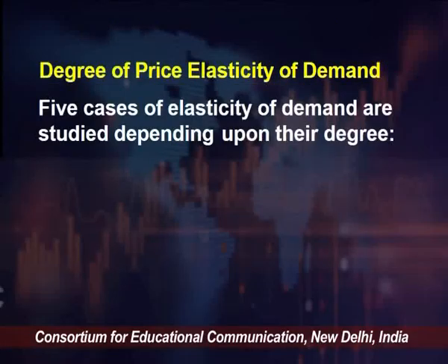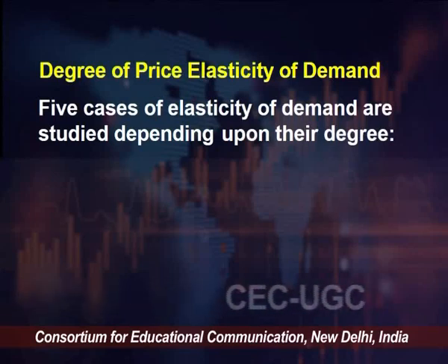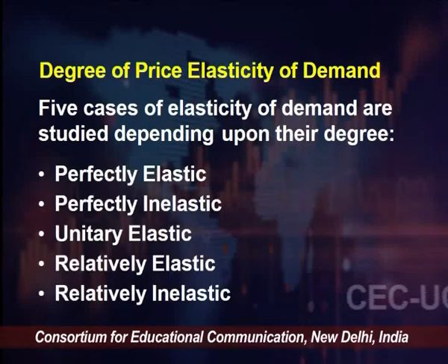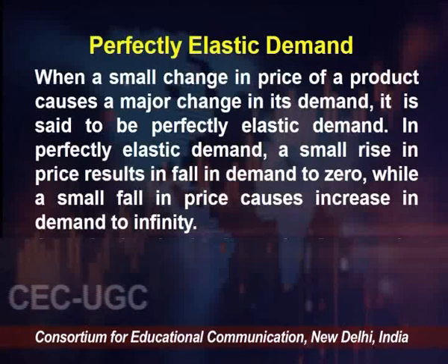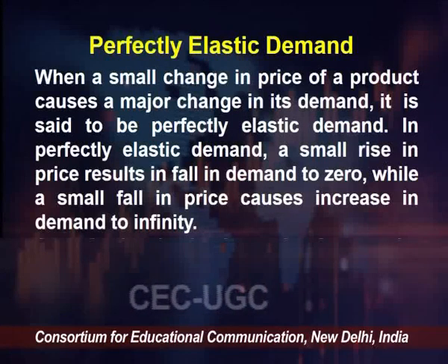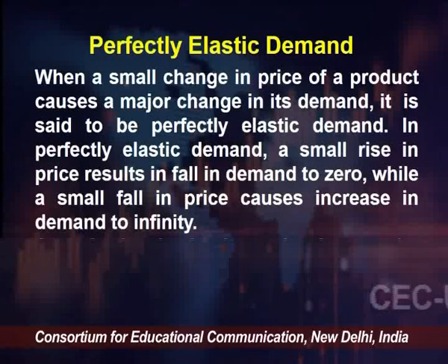Now, on the basis of the degree of price elasticity of demand, as we have discussed, there are five types: perfectly elastic, perfectly inelastic, unitary elastic, relatively elastic and relatively inelastic. Now, what is perfectly elastic demand? When a small change in the price of a commodity causes a major change in its demand, it is said to be perfectly elastic demand.